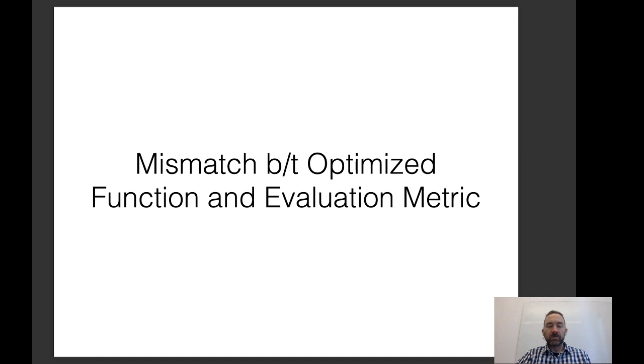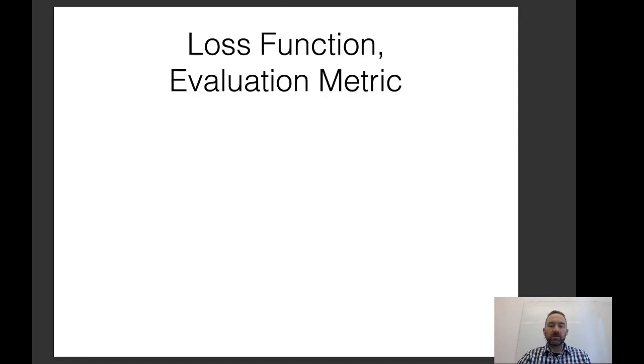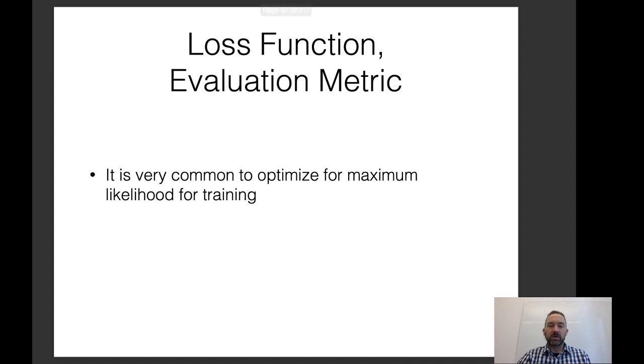Okay, so now back to me. The final thing that I want to talk about is mismatch between optimized functions and evaluation metrics. So the loss function and the evaluation metric, it's very common for us to optimize something like likelihood for training. And the reason for this is simple. Likelihood is a continuous function that is easy to differentiate and backprop through.